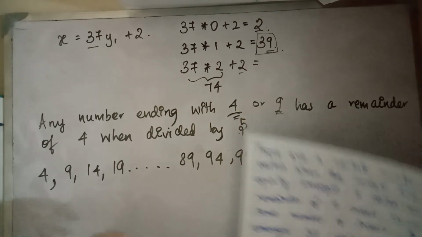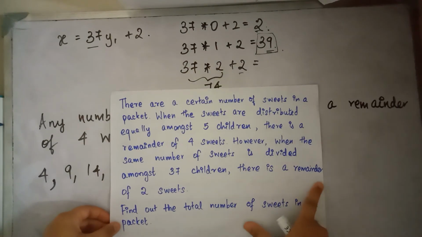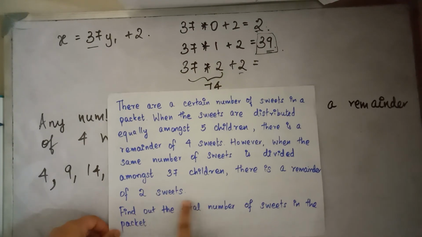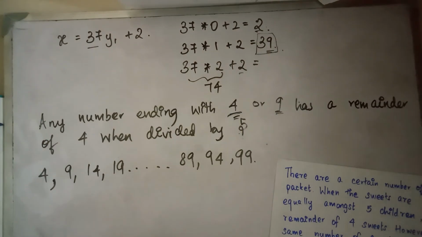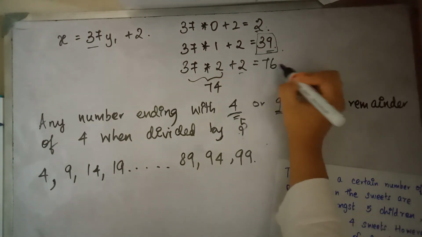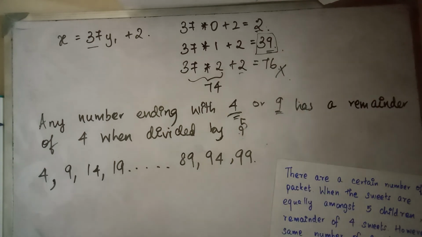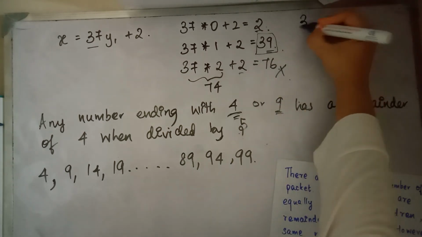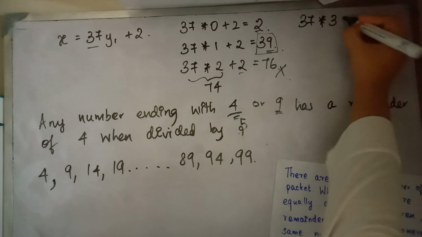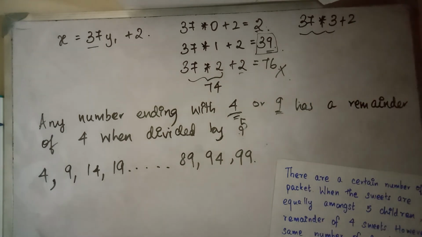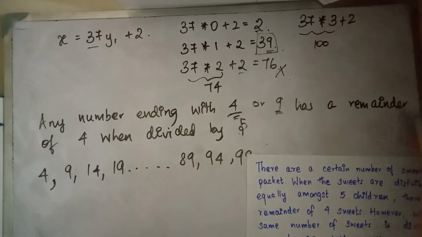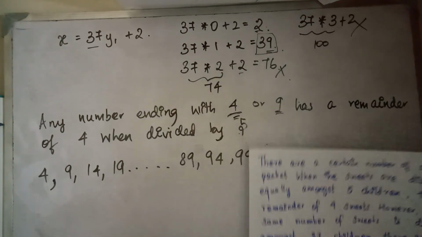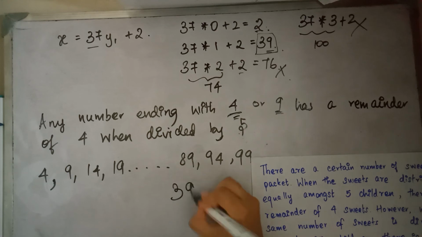Now you cannot just ignore the remainder of 2 because the question states explicitly that there's a remainder of 2 sweets when you divide it amongst 37 children. So this will give me 76, which does not satisfy the condition. Then if you look at 37 into 3 plus 2, this number would have already exceeded 100 and the limit is within 100. So this is also not favorable. So the possible number of sweets that can be present in the packet will be equal to 39 sweets.